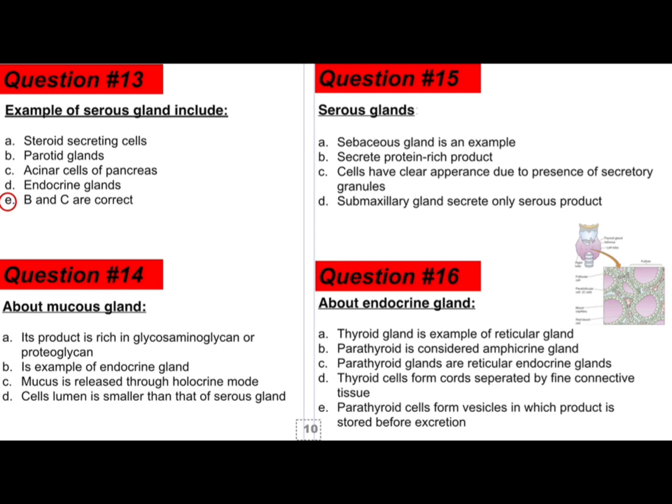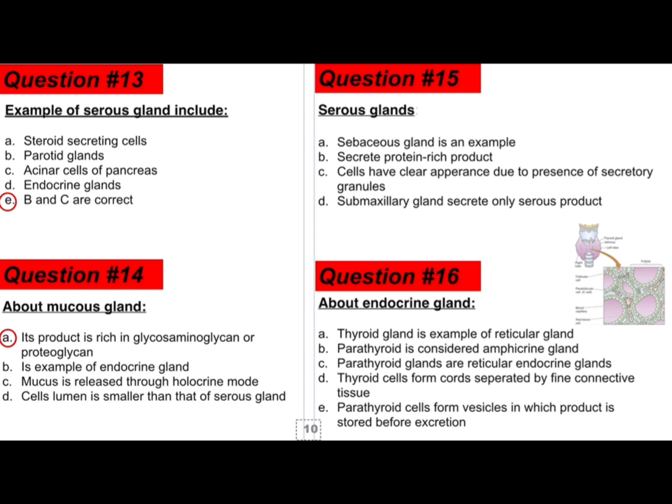Now, question 14 about the mucus gland. A, its product is rich in glycosaminoglycan or proteoglycan. B, it is an example of endocrine gland. C, mucus is released through holocrine mode. D, the cell lumen is smaller than that of serous gland. Mucus gland secretes a product, mucus, which is rich in glycosaminoglycan and proteoglycan. Mucus gland is an exocrine gland, so option B is wrong. Mucus is released through exocytosis, so merocrine mode and not holocrine mode. And the lumen of a mucus gland is larger, not smaller, than that of serous gland. That's why option D is wrong.